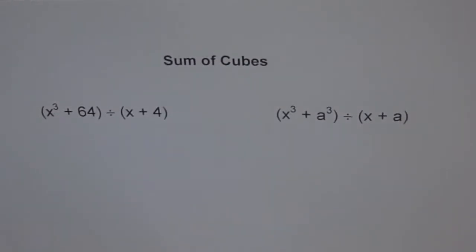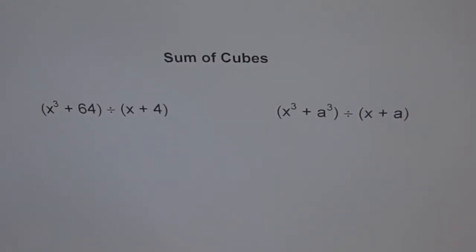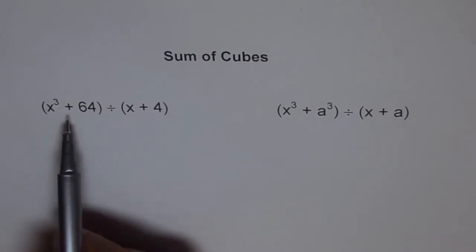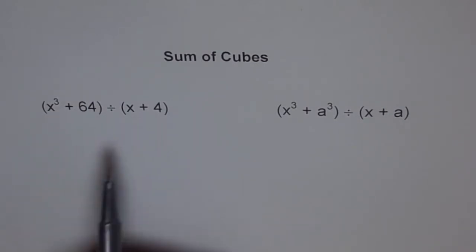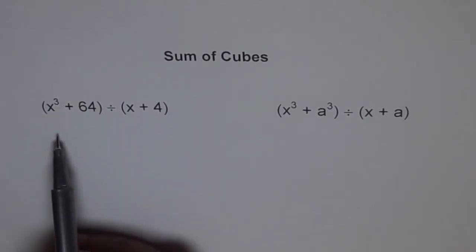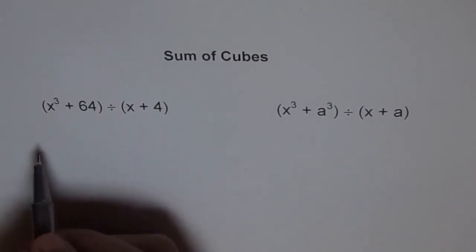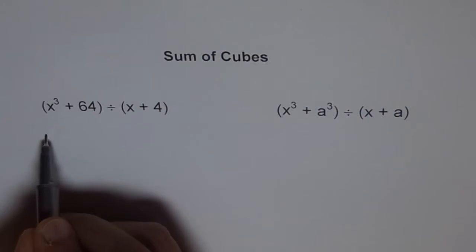Let's try to do sum of cubes now. Okay. Now we did difference of cubes in the last video, and here we'll do sum of cubes. So let's try to divide x cubed plus 64 by x plus 4. So we'll do long division here and synthetic division there, right? That will help you to understand both the processes.